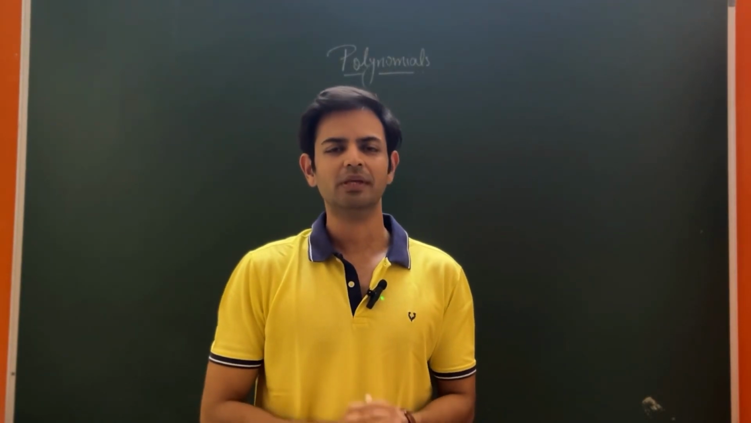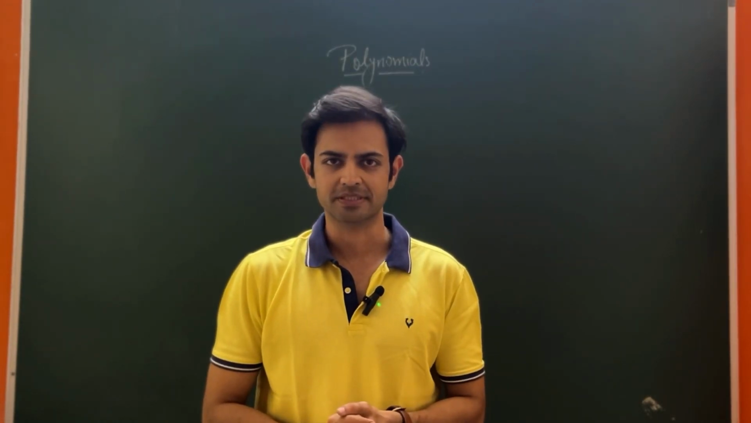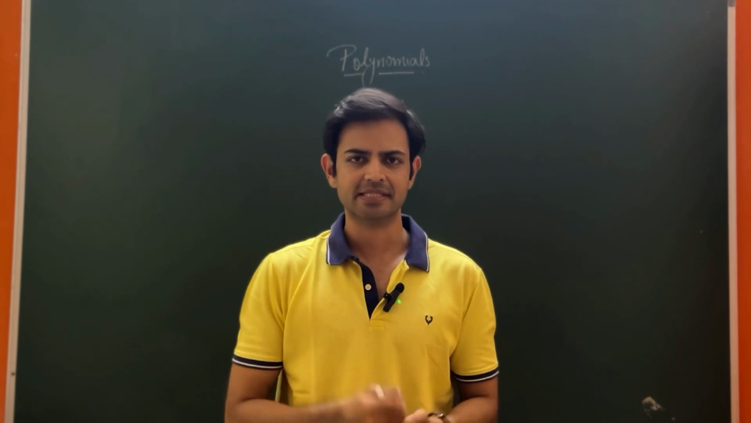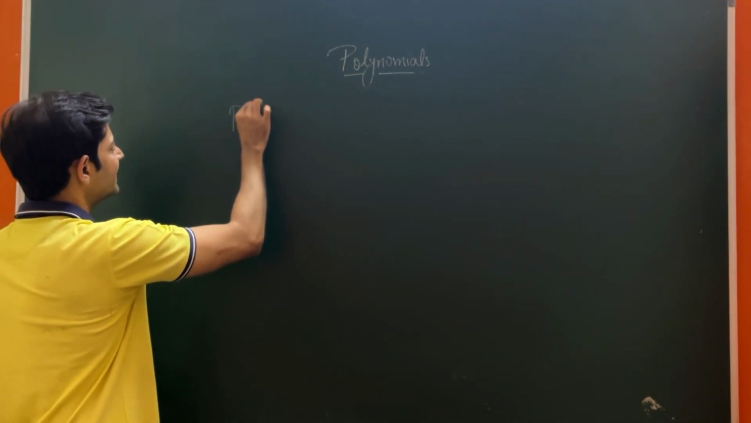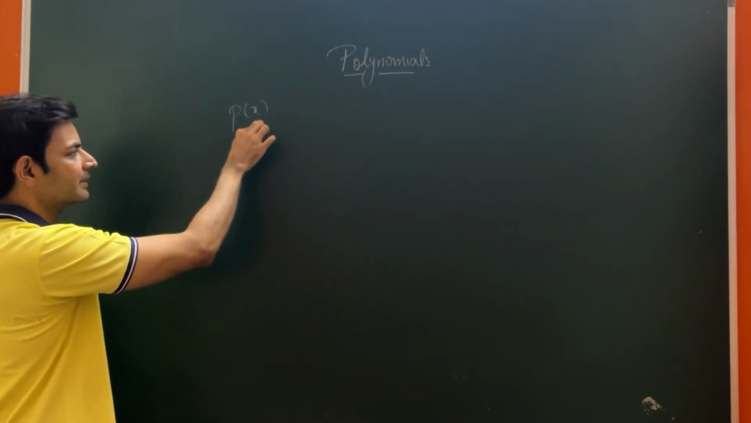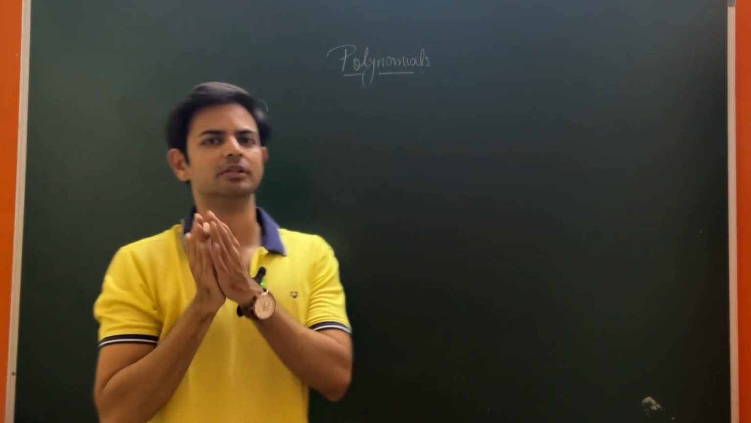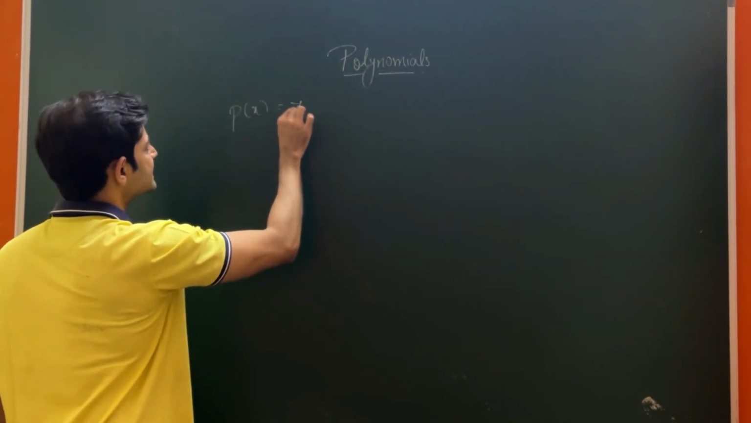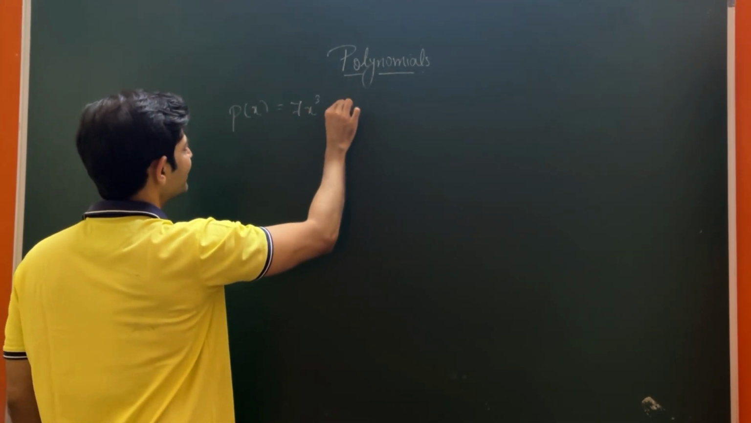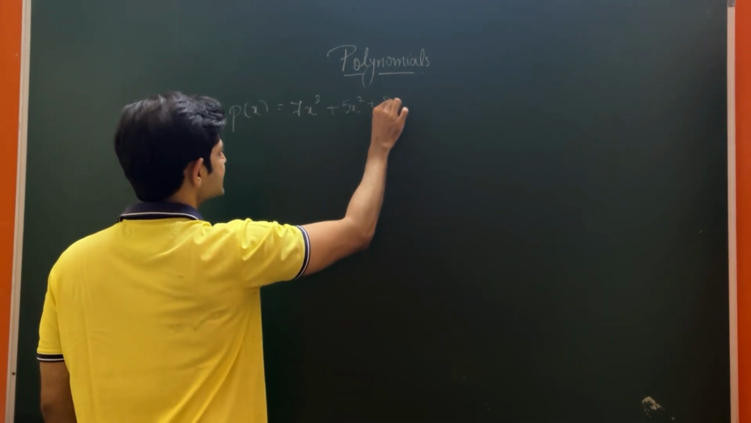In this video, we'll understand the concept of polynomials. Now, polynomials are algebraic expressions. For example, p of x if I take. So, p of x is the polynomial in the variable x, because we'll be dealing here with polynomials in one variable only. So, p of x is equal to 7x cube plus 5x square plus 8.